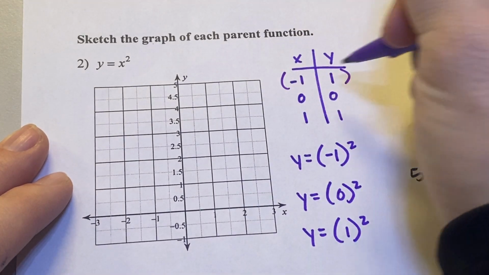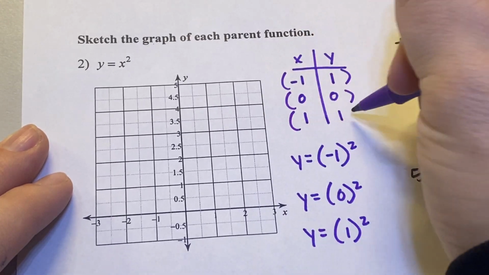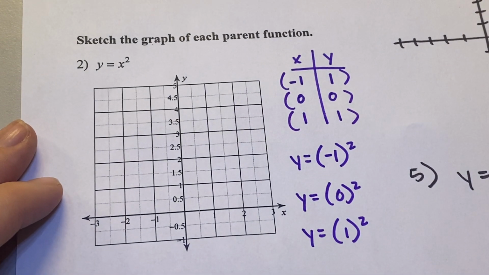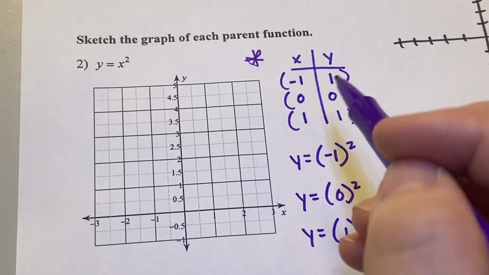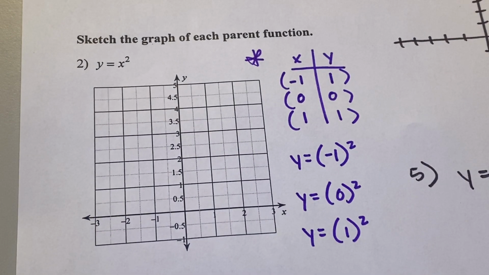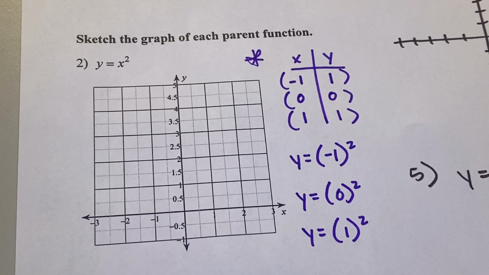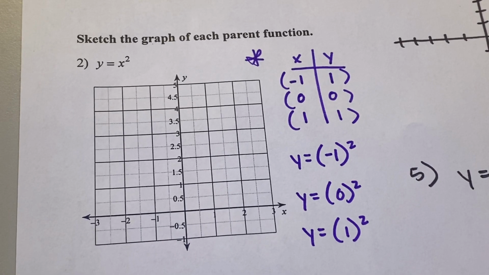Okay. These become our coordinate points, our parent function coordinate points. I would put a huge star by these guys because these 3 coordinate points are going to help you the rest of the entire unit. If you can burn those guys into your memory, the rest of the unit is going to be smooth sailing. So let's go ahead and put it on our graph.